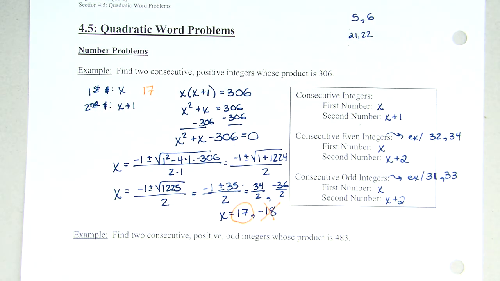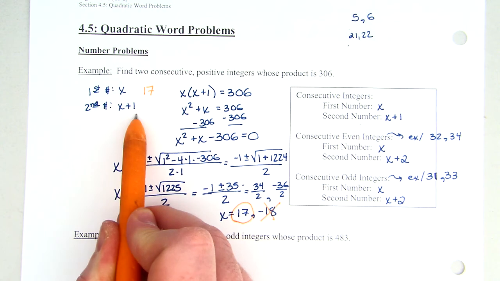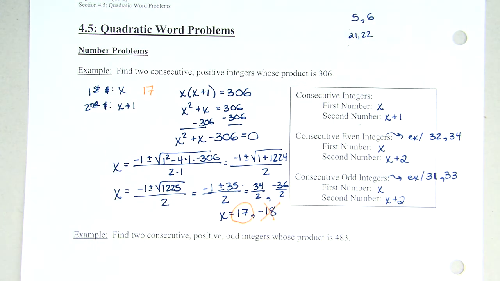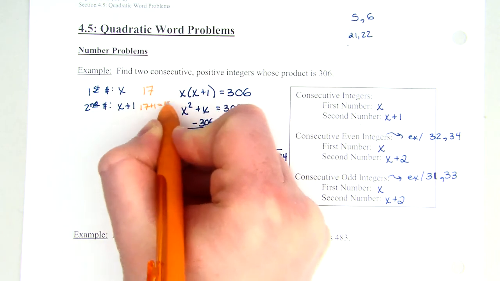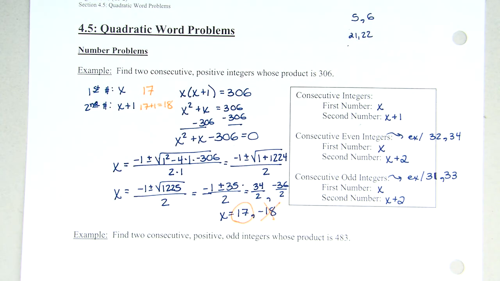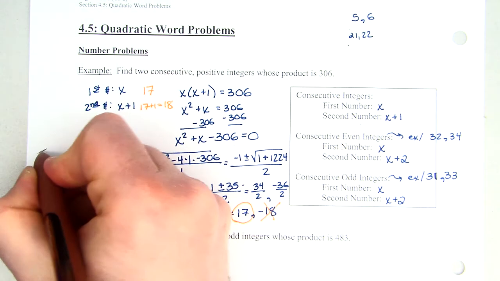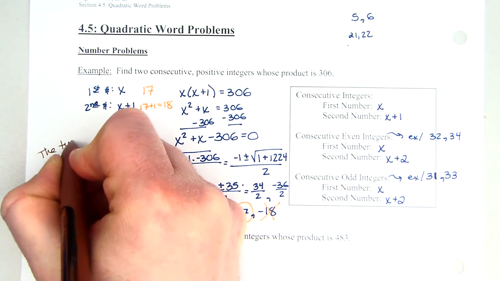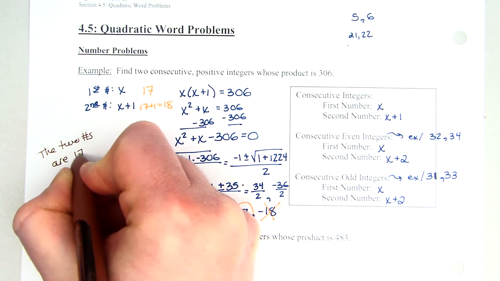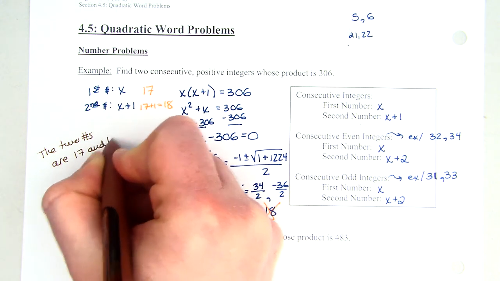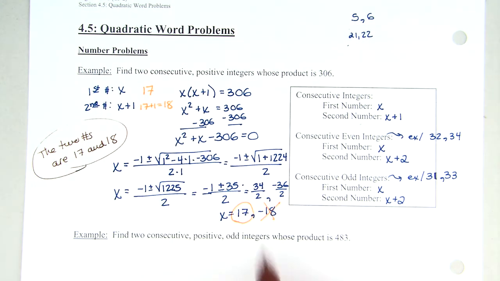How do we find the second number? Well, I've got this formula over here that says my second number has to be x plus 1, 17 plus 1, or 18. After all this, I found that my two numbers are 17 and 18.